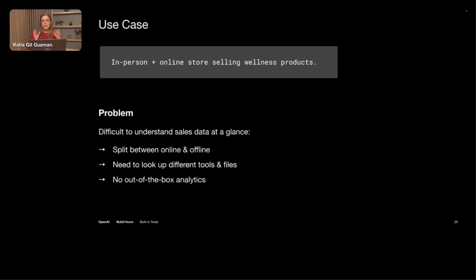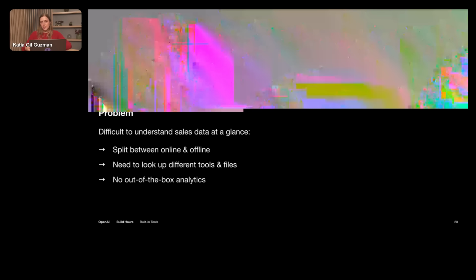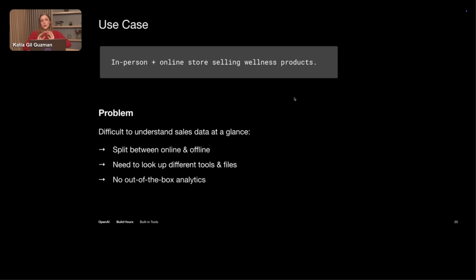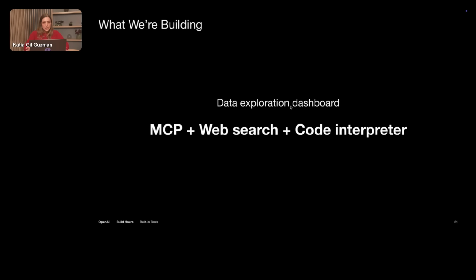It's not easy to understand at a glance what my sales data looks like, so I need to look up different tools. I also don't have an easy way to query my data, and I don't have out-of-the-box analytics. I'd love to be able to just ask questions to my data and see the results. So we're going to build a data exploration dashboard using the tools that we just discussed: the MCP tool for the Stripe data, the web search tool, and the code interpreter tool. With that, we're going to be able to visualize and talk to our data much more easily.